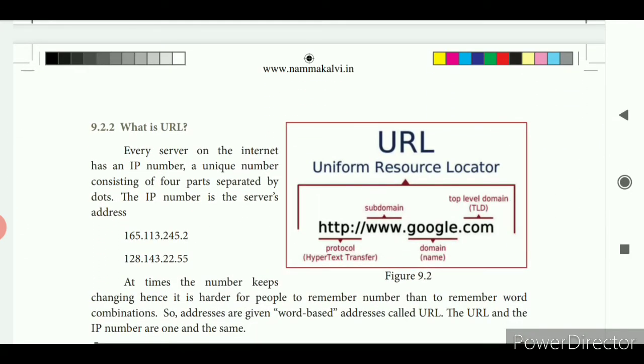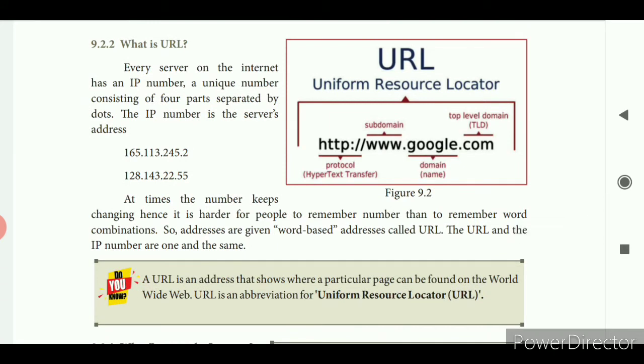Next one, URL. What do you mean by URL? The expansion of URL is Uniform Resource Locator. So here you see in this diagram, the URL, the uniform resource locator, is nothing but your website ID, http://www.google.com. That ID is called the URL, which is used to locate your data. So it gives the data to you. The name itself has the meaning: uniform resource locator is nothing but the website ID.